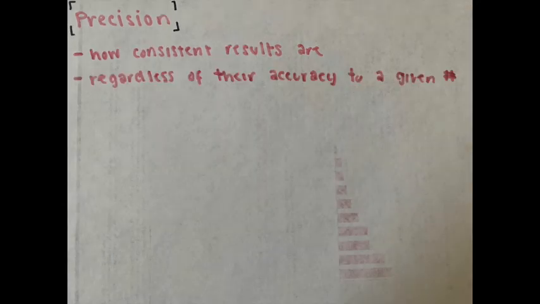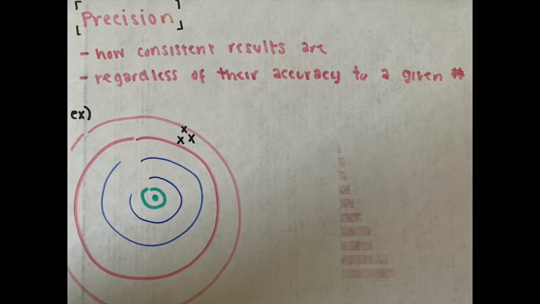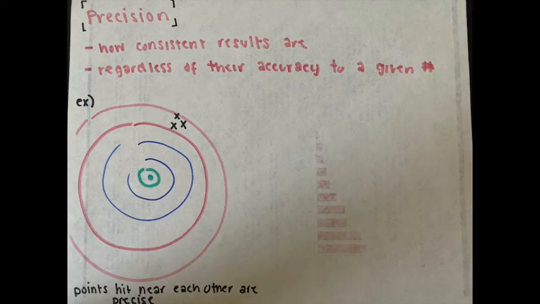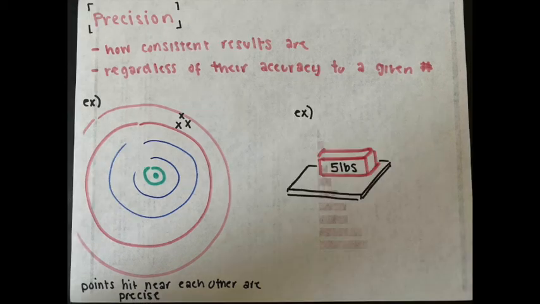Precision is how consistent results are, and it is important to remember that this is regardless of their accuracy to a given target point. Let's look at the target example again. In this case, the 3 dots are not close to the given point, but they are still near each other, which makes them precise. We can look at the brick example again as well.